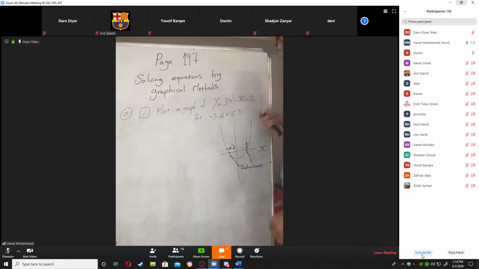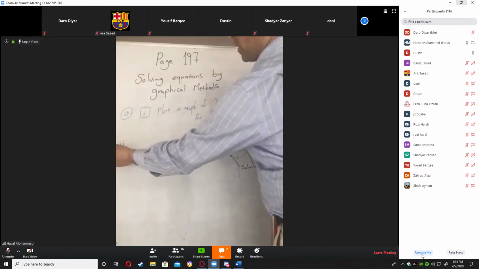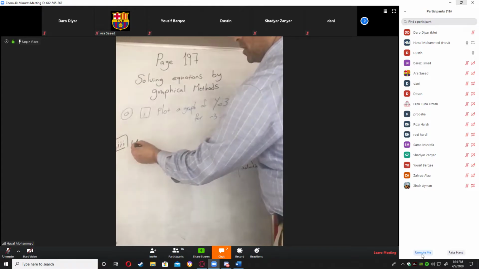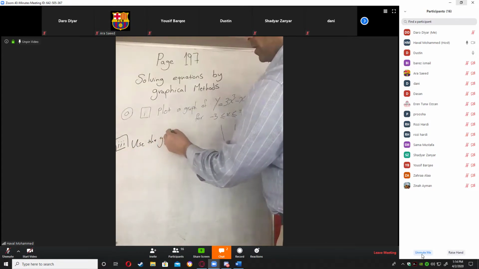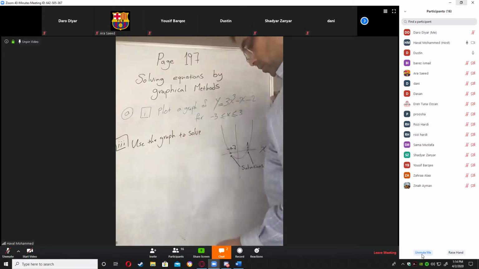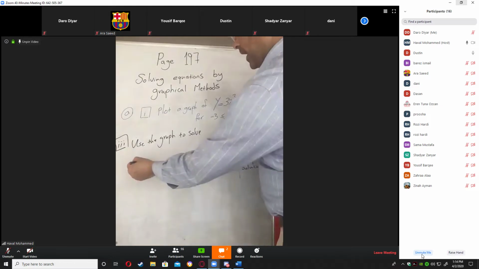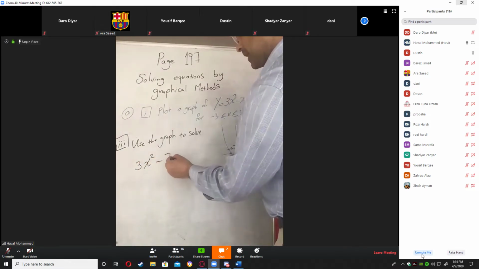Okay. Now, triple I, if you look at it, it's saying use the graph to solve the equation. What equation do we have? It's 3x squared minus 7 is equal to 0.